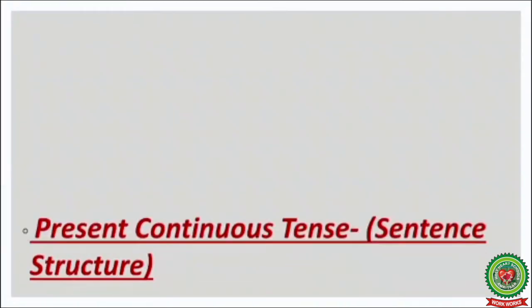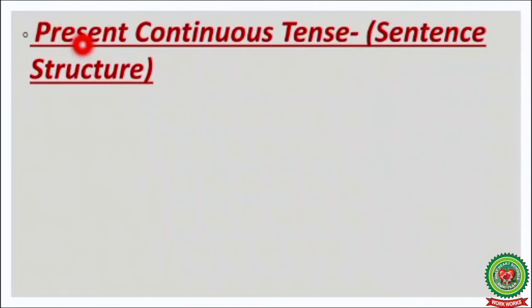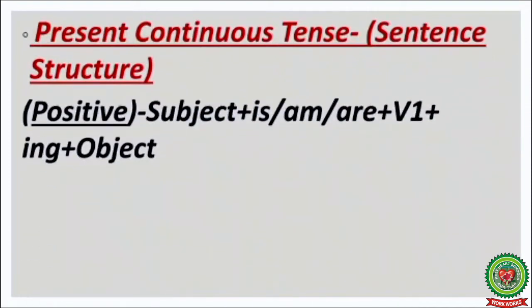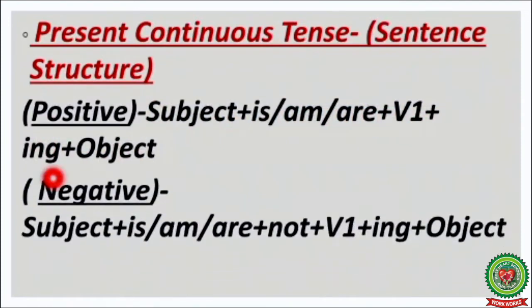Now students, move on to the present continuous tense. Let's quickly recapitulate the sentence structure. In the positive sentence, the structure is subject plus is am plus present form of the verb plus ing plus object. In the negative sentence, the structure is subject plus is am plus not plus present form of the verb plus ing plus object.